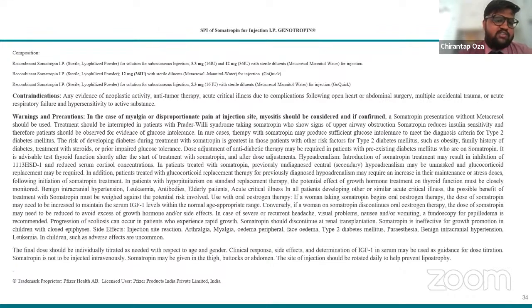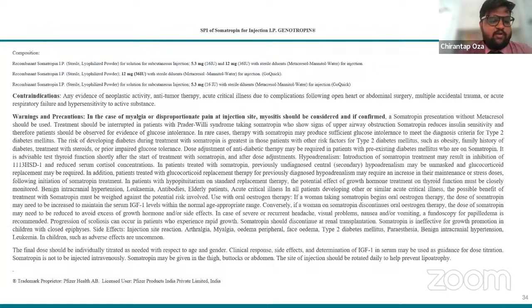The contraindications of giving growth hormone therapy include evidence of neoplastic activity, anti-tumor therapy, acute critical illness due to complications following open heart or abdominal surgery, multiple accidental trauma or acute respiratory failure, and hypersensitivity to any of the active substances which are present in the recombinant somatropin.